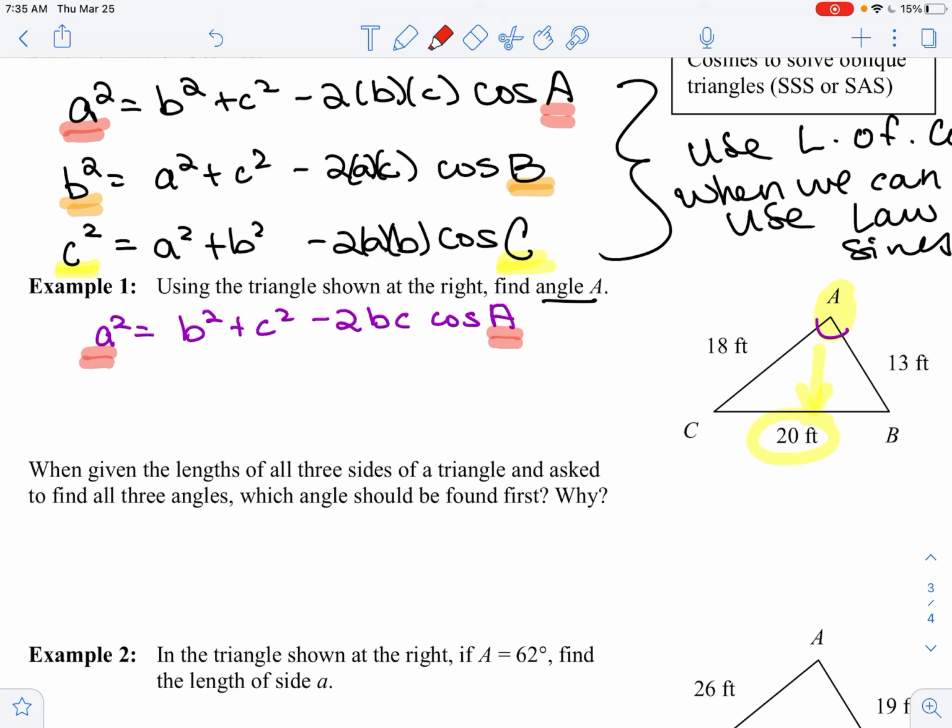And make sure that these two outside parts are opposites of each other. So the angle listed has to be opposite the side listed in the front here. All right, let's fill this in. We know side a is 20. And then this is side b and here's side c, so that becomes 18 squared plus 13 squared minus 2 times 18 times 13 times the cosine of A.